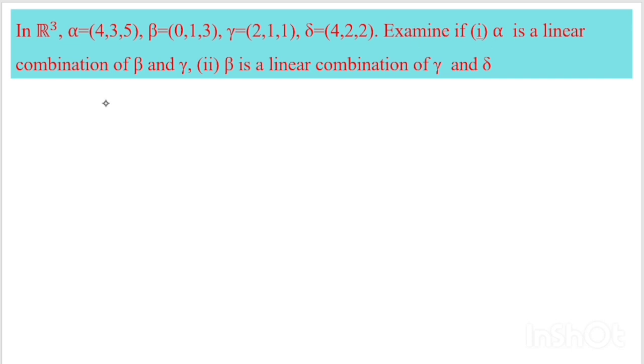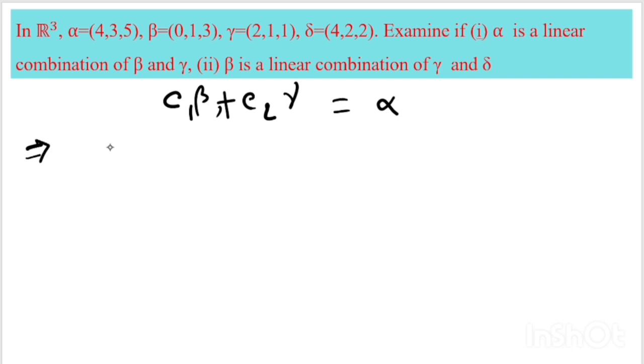Alpha will be a linear combination of beta and gamma if we can get some scalars c1 and c2 such that c1 multiplied with the first vector, c2 multiplied with the second vector, and adding both, if that becomes alpha, then we can say that alpha is a linear combination of beta and gamma. So for that we need to find out the values of c1 and c2. Let's put in all the values and check whether we can get any c1, c2 or not.